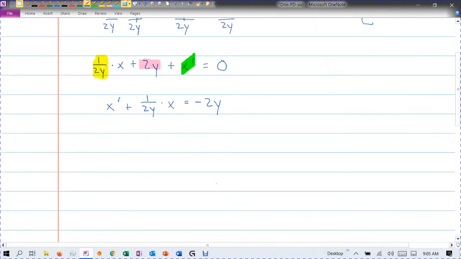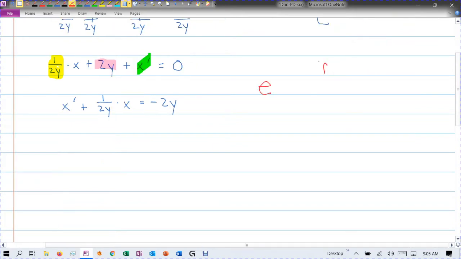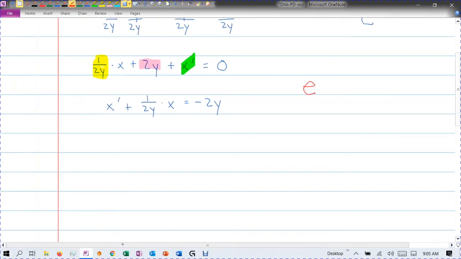So now what I'm going to do is find an integrating factor. To do that, I do e raised to the integral of our function of y, which is in front of x, so 1 over 2y. I'm going to write that 1/2 times 1 over y dy. The antiderivative of that is just the natural log of the absolute value of y, so e to the 1/2 natural log of the absolute value of y.